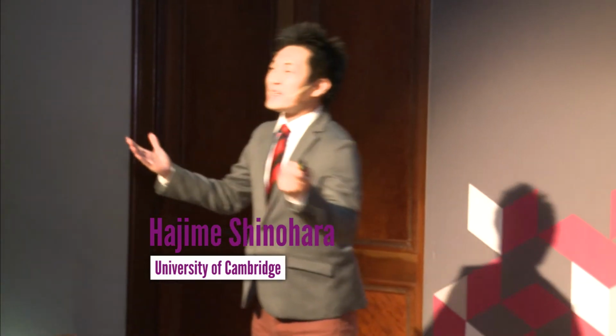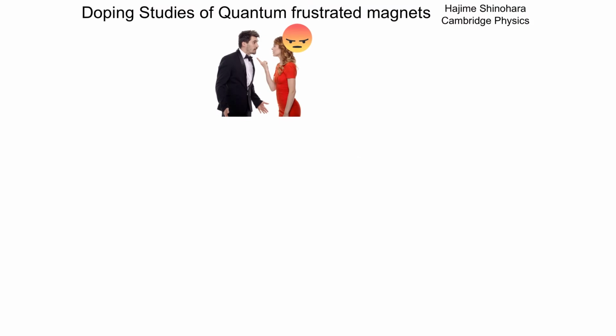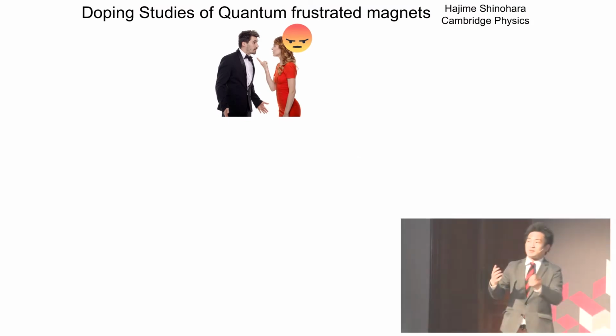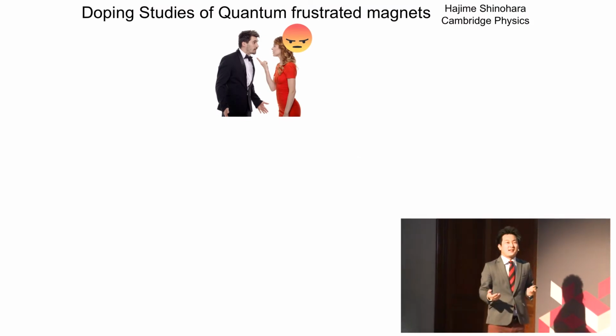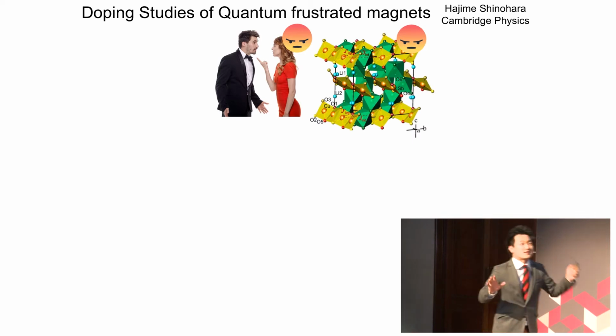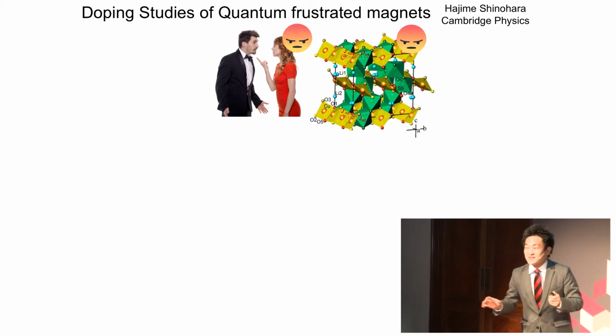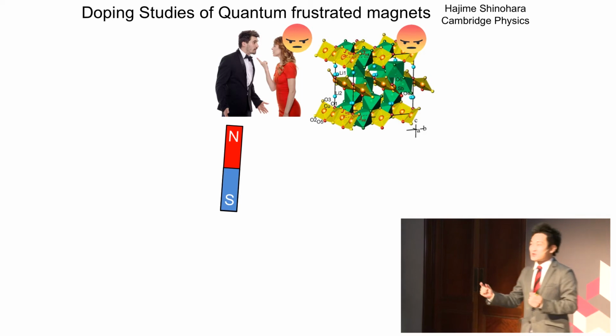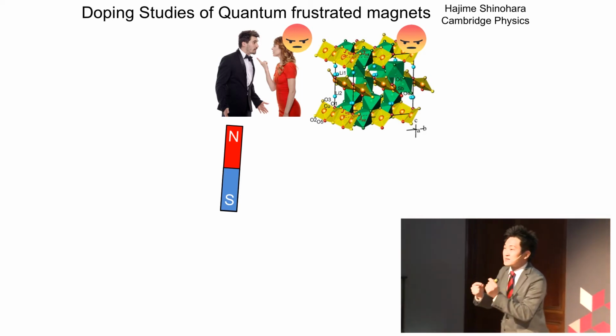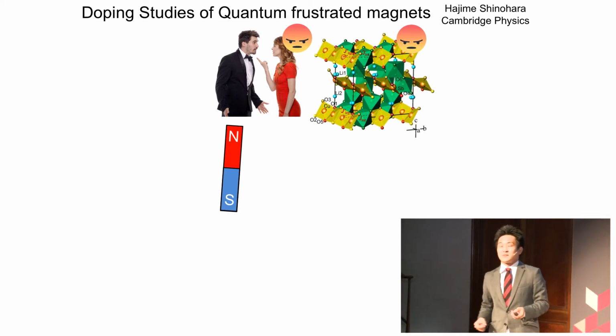What's frustration? As human beings, we are frustrated sometimes as a colleague, when you have some troubles with your colleagues. Some materials are also frustrated in some specific condition. The origin of frustration in materials are tiny magnets called spins in the material.